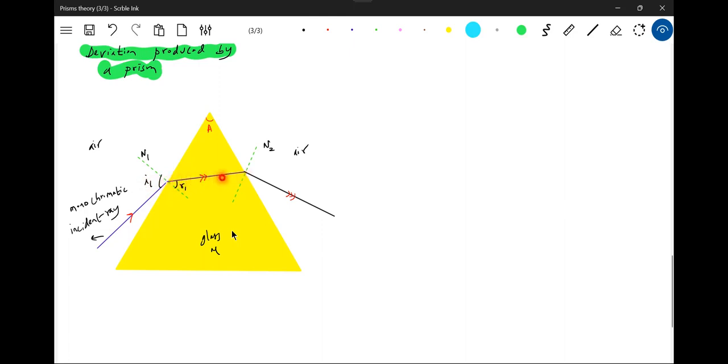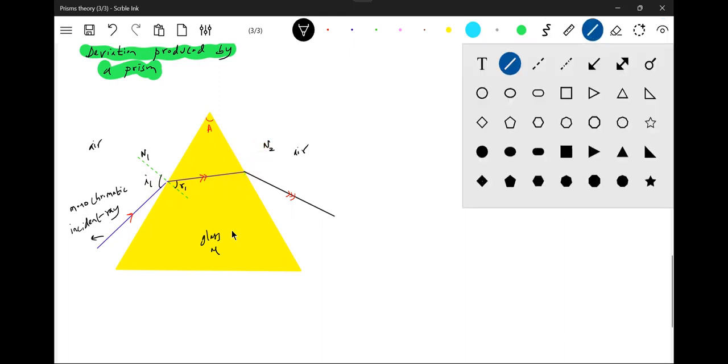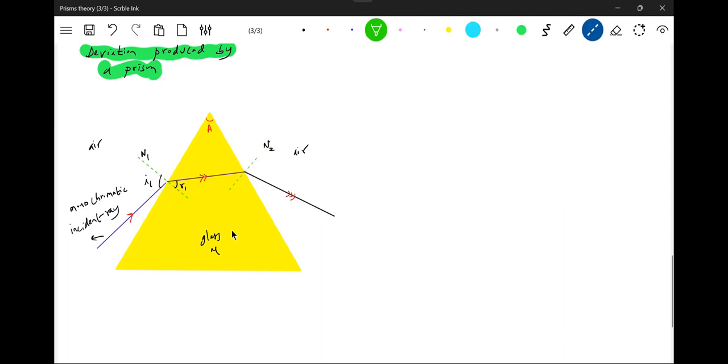As the ray traverses its path, it will encounter one more boundary. Now this will become the normal for this particular surface. Some rough diagram I'm showing. Here the ray is now moving from denser to rarer, so it should bend away from the normal. Let this angle of incidence be called the refracting angle R2, not I2. And let this emergent angle be I2. So this is the refracting angle. The symbol I2 is what I'm using here.